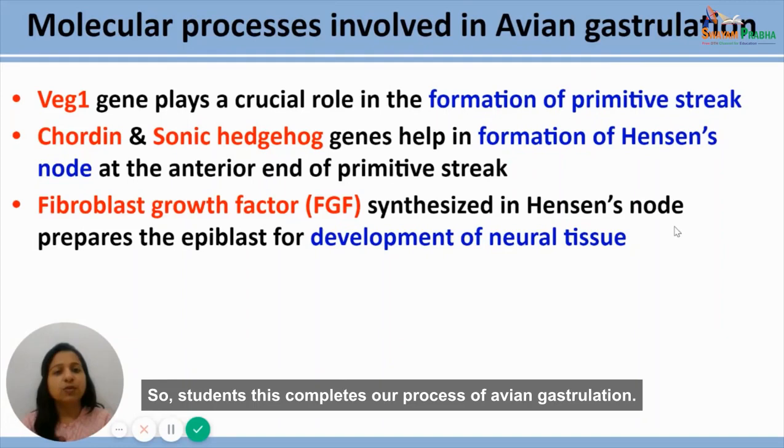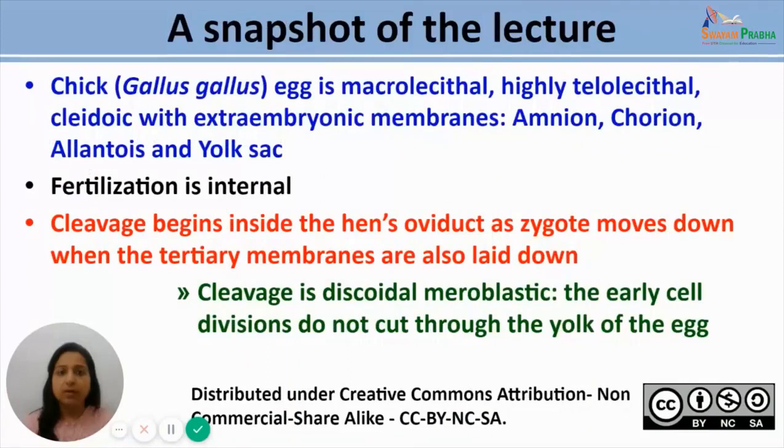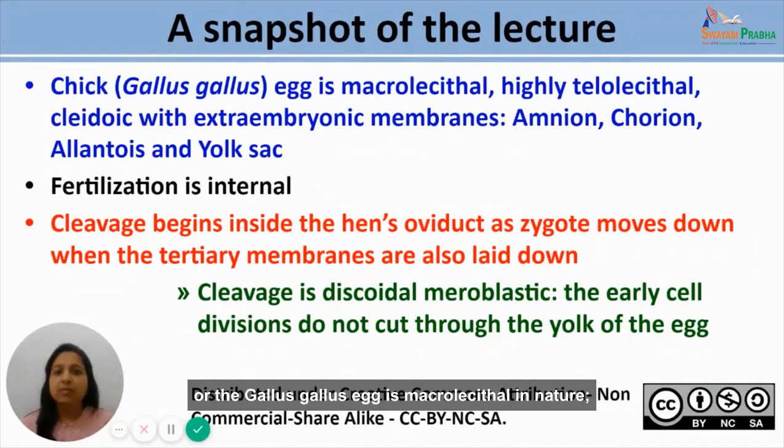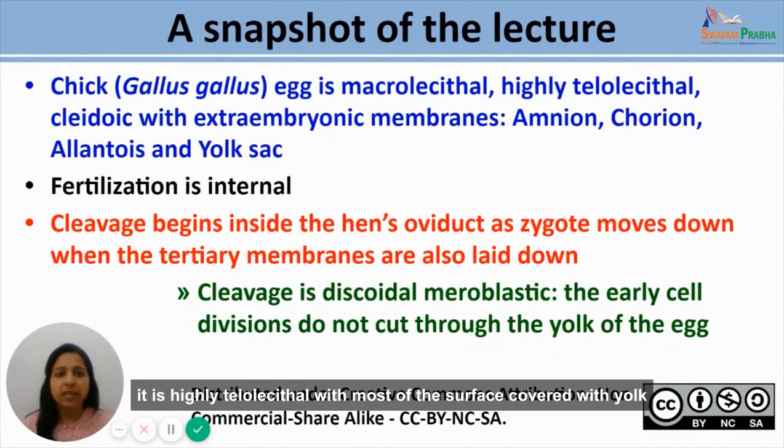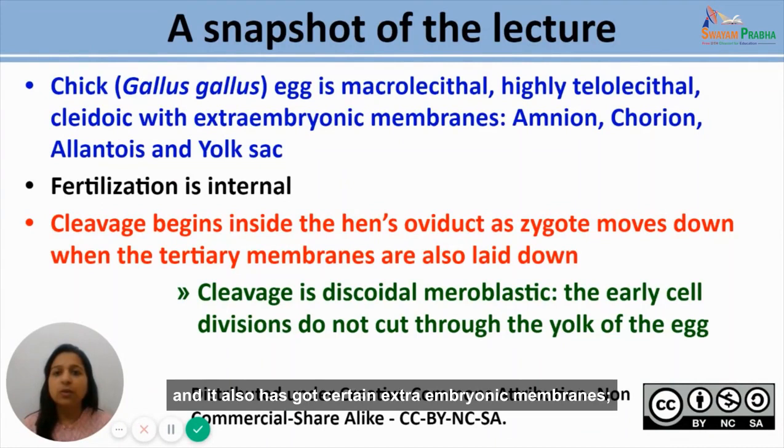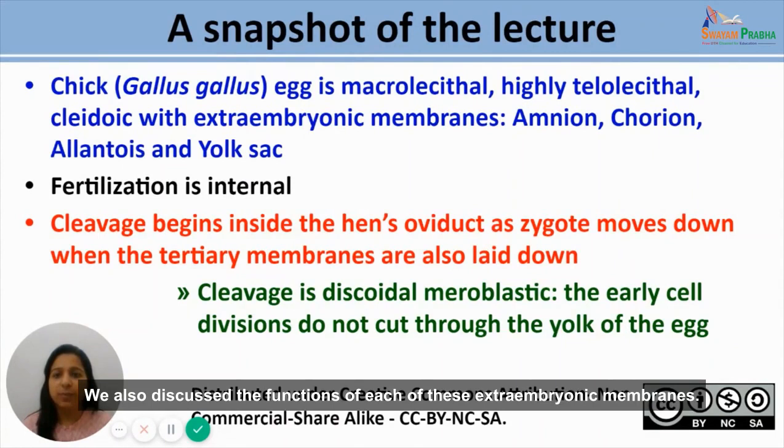So students, this completes our process of avian gastrulation. So let us discuss the lecture in a snapshot. We discussed that the domestic chicken egg, or the Gallus gallus egg, is macrolecithal in nature. It is highly telolecithal, with most of the space covered with yolk and the cytoplasm displaced to just one end. It is cleidoic in nature by virtue of the eggshell present around it. And it also has certain extraembryonic membranes: the amnion, the chorion, the allantois, and the yolk sac. We also discussed the functions of each of these extraembryonic membranes.